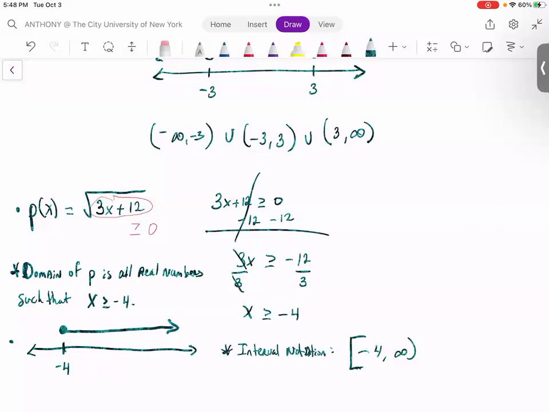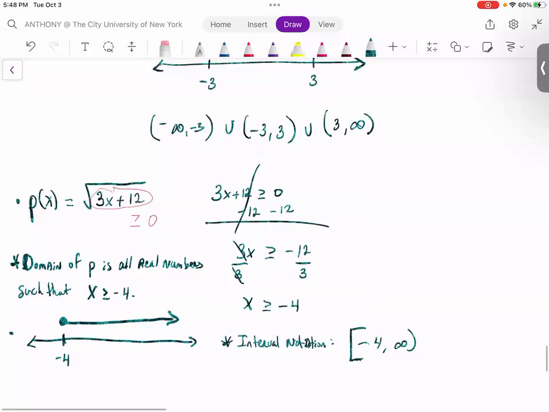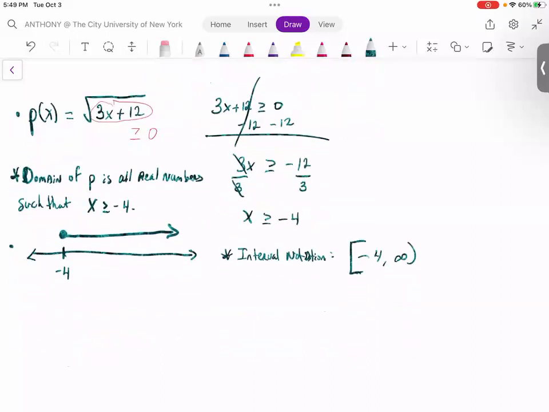Okay, one more example before we hit the road. I ran out of letters, so let's just use Q. Let's say I have Q of x. Now this one's going to be interesting, because it combines everything that I showed in this video. Let's say I have 5x over the square root of 24 minus 3x.